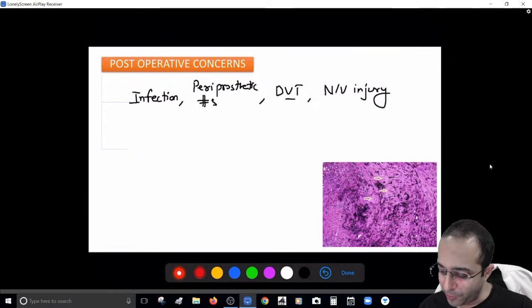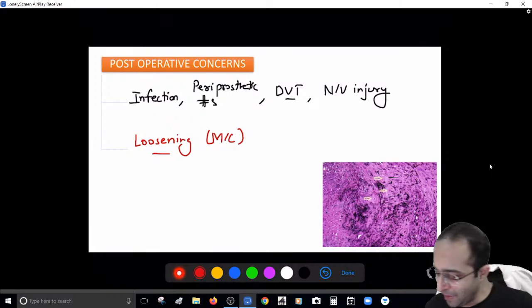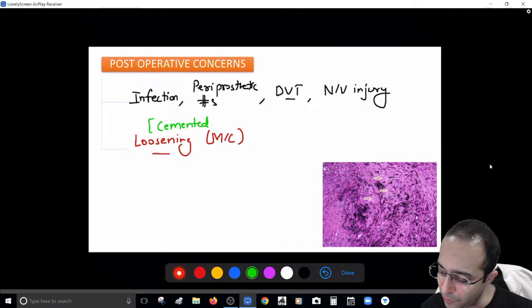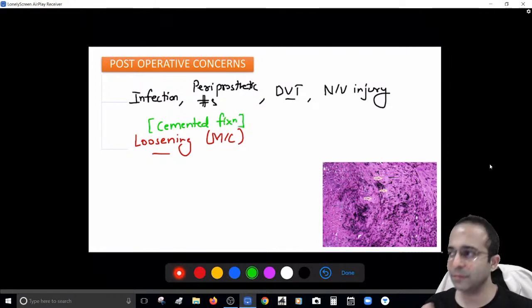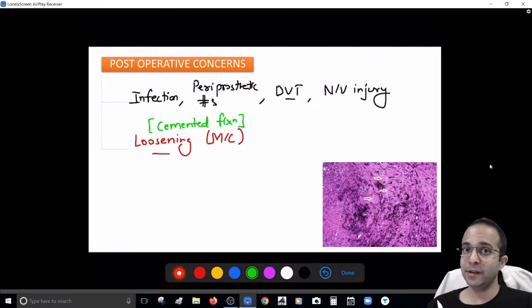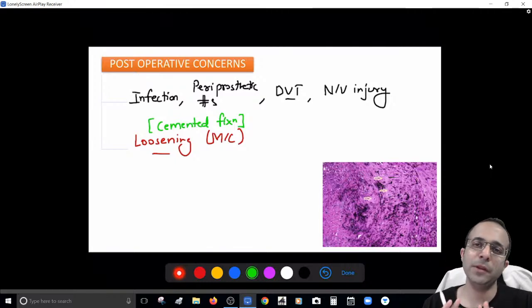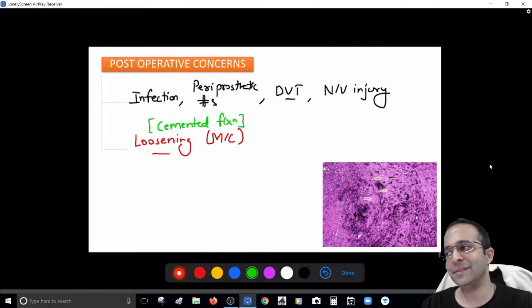More important postoperative concern, or you can say the commonest problem that you encounter in total knee replacement, is actually loosening. Now, I've already told you that total knee replacement is essentially a cemented fixation. And I have already told you the problem with bone cement. It loosens with time. I explained this clearly even when I talked of the hip replacement surgery, that we generally tend to prefer uncemented fixations, but in total knee replacement we've been unable to achieve it. So loosening remains the commonest concern.